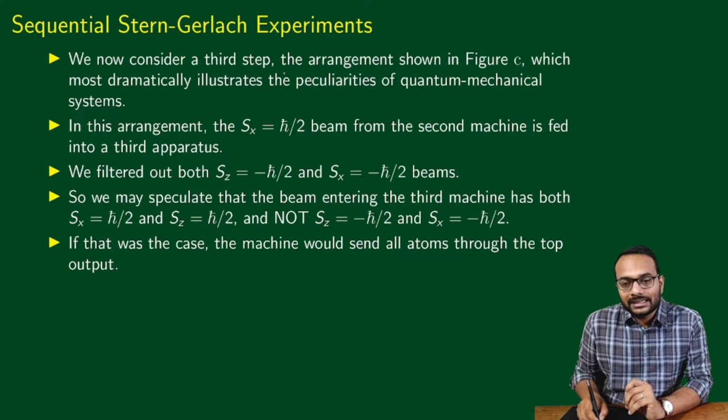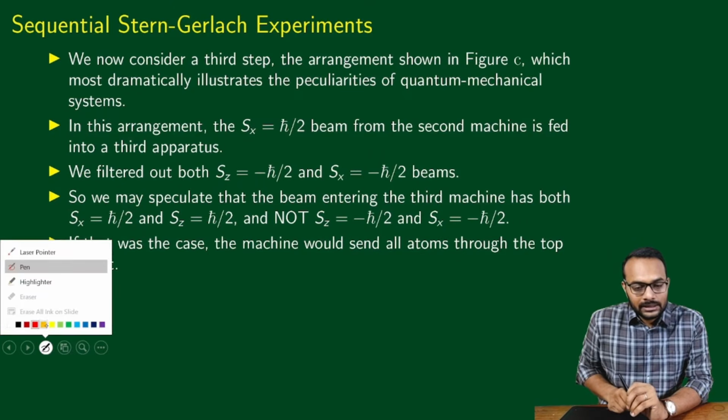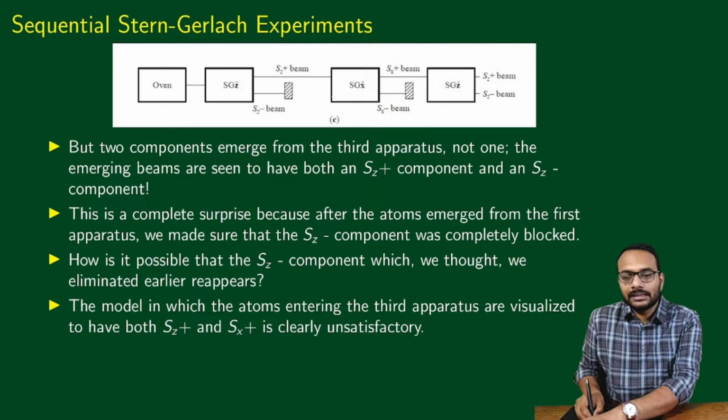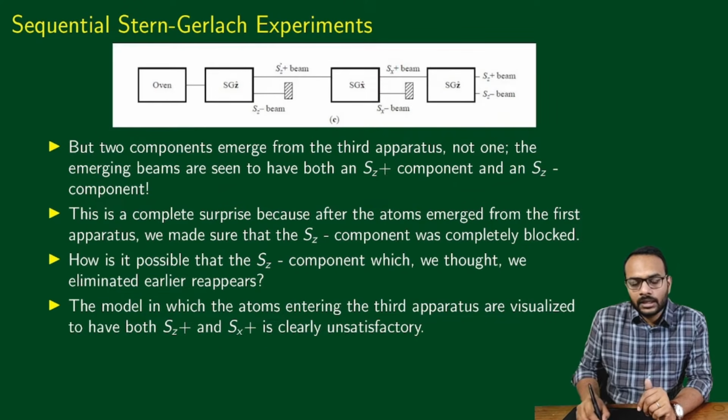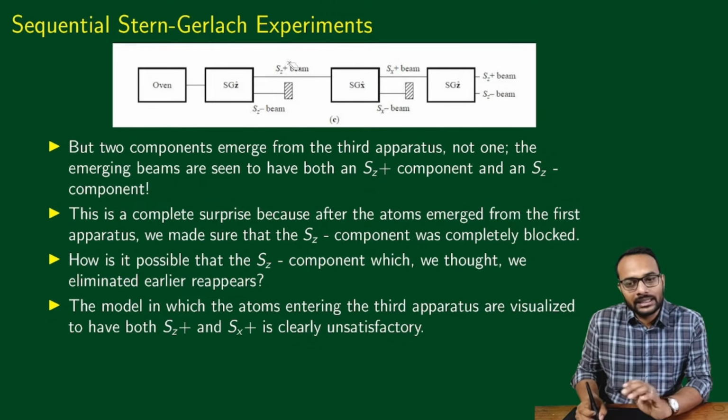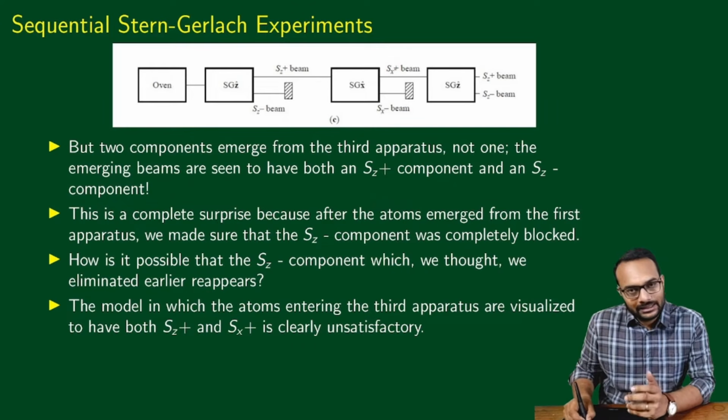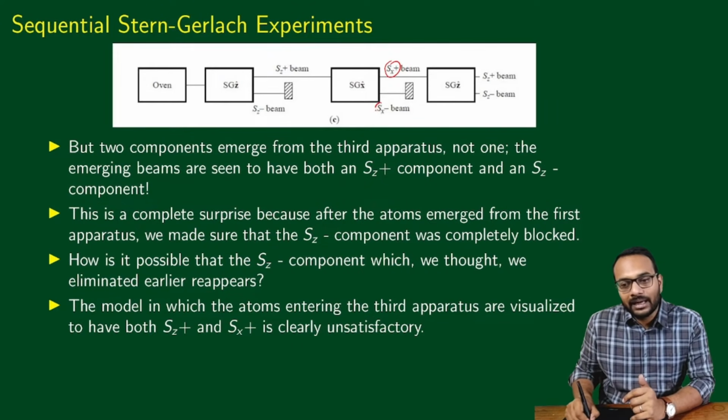So we now consider a third step, the arrangement shown in figure C. This is the arrangement that we are going to use next. In the first step, we have an SGZ apparatus and it has an Sz plus beam and an Sz minus beam. We again block the Sz minus beam. Then, just as in the previous experiment, we send it to an SGX apparatus, where the magnetic field is in the x direction.